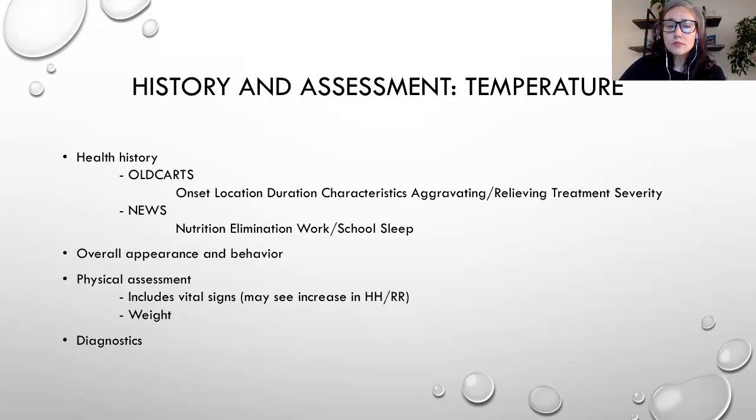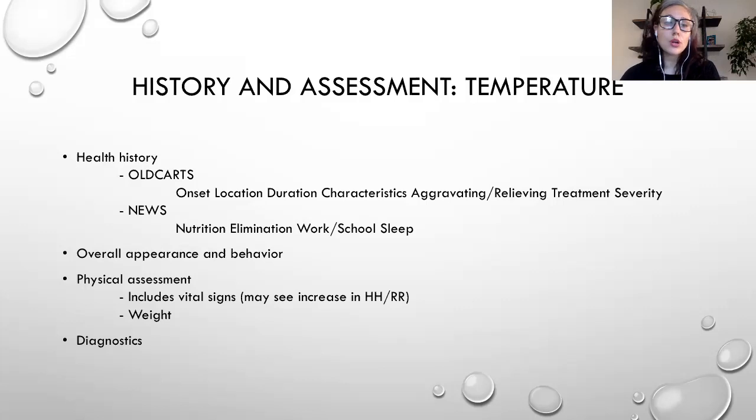just to give you a better idea of how that plays out. And then as far as NEWS goes, that's the nutrition. What are we eating? Elimination. Wet diapers. Are we not having wet diapers? Are we having diarrhea? Are we having firm stools? The W is work/school. Are we able to go to school with whatever this illness is?